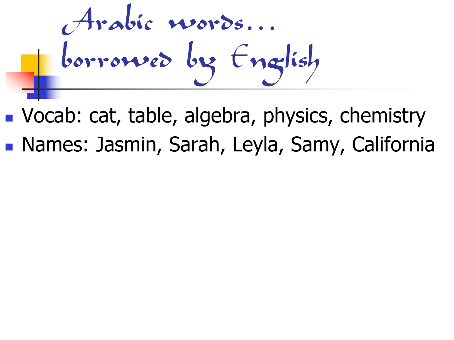Now let's see some familiar names. Sarah, Layla, Sami, Yasmin. California is also borrowed from the Arabic word Khalifa or Al-Khalifa, which means the successor.